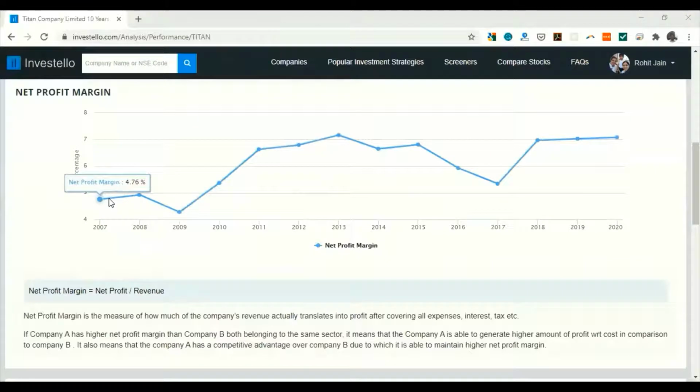Let's look at the net profit margin. Net profit margin is the ratio of profit versus revenue. That is how much of revenue the company is able to save as profit after meeting all of its expenses. So in 2007, the net profit margin was 4.76%, and it went up to 7.17% in 2013, and right now as well it is around 7% only. So the net profit margin is near to its higher range at this moment.